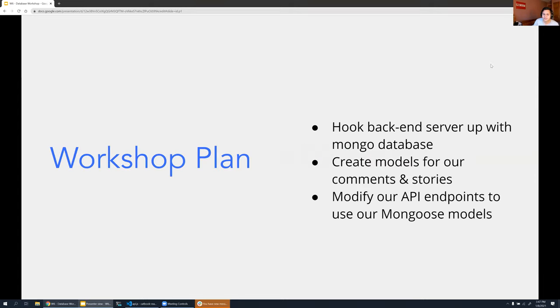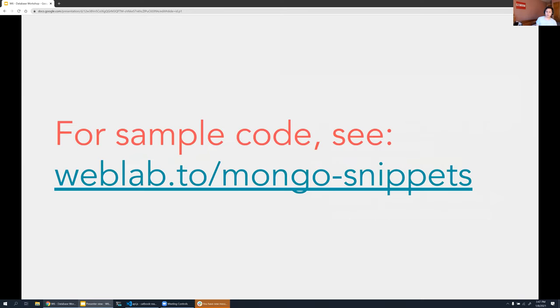Okay, so for the workshop, we're gonna do a couple things. We're going to create new schemas and new models, connect them with api.js, and then hook that to MongoDB so we can actually save all the stories and comments we have. So I created this nice little cheat sheet at weblab.to/mongosnippets, so you don't have to go back to the slides and figure out how to create and delete documents. I will just keep this handy when I let you guys on your own to implement something.